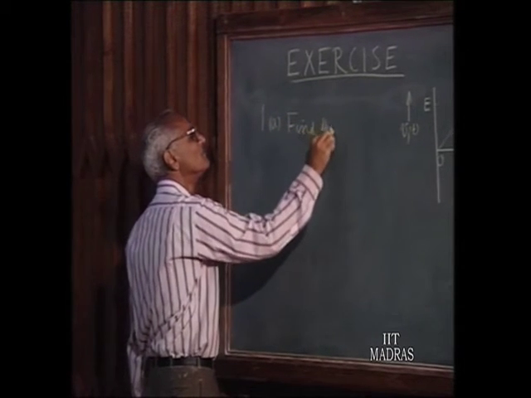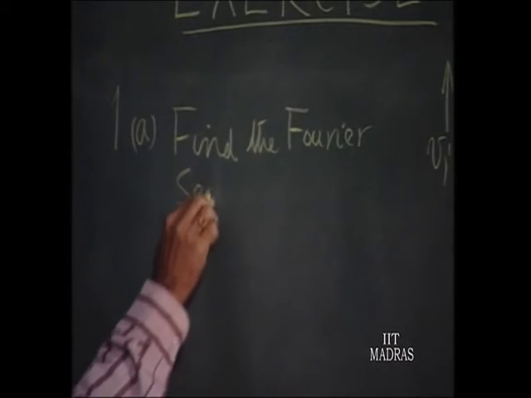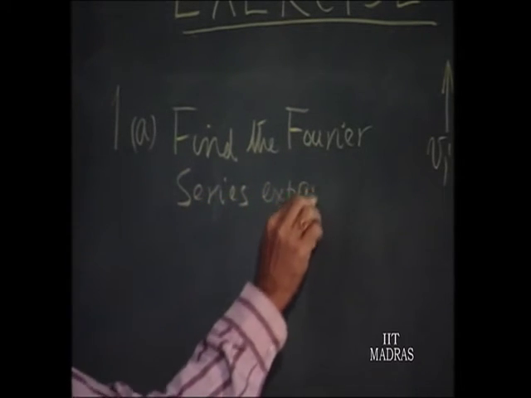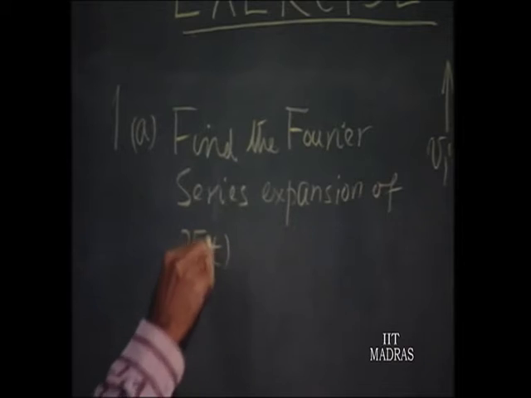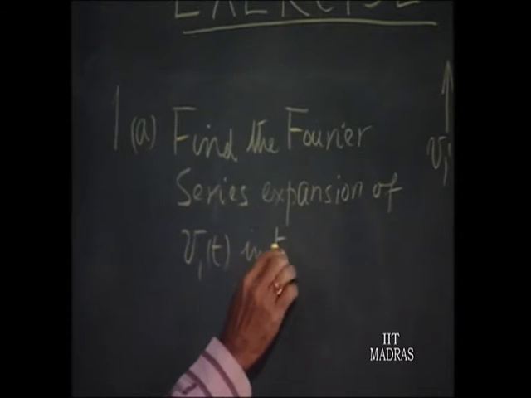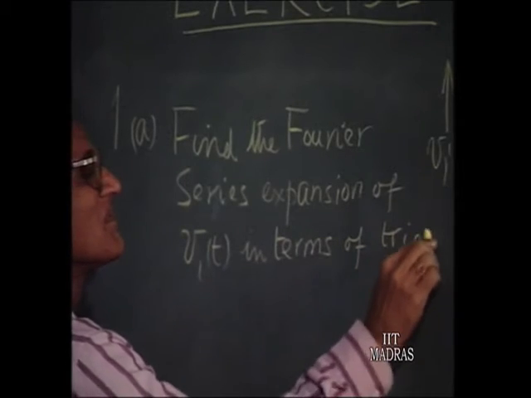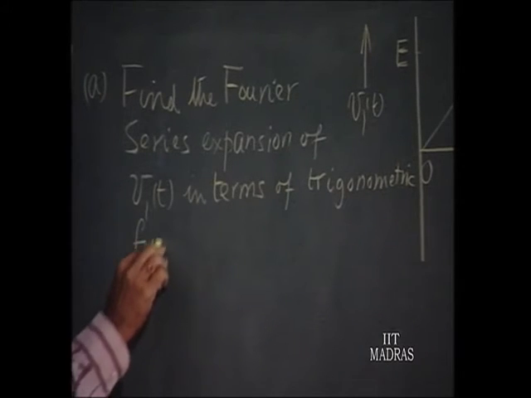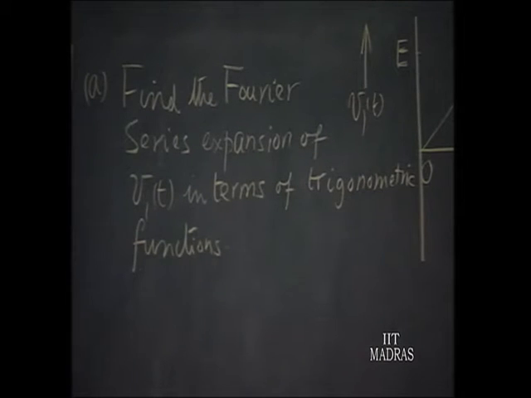Find the Fourier series expansion of V1 of t in terms of trigonometric functions. That is in terms of A naught, A n and B n.